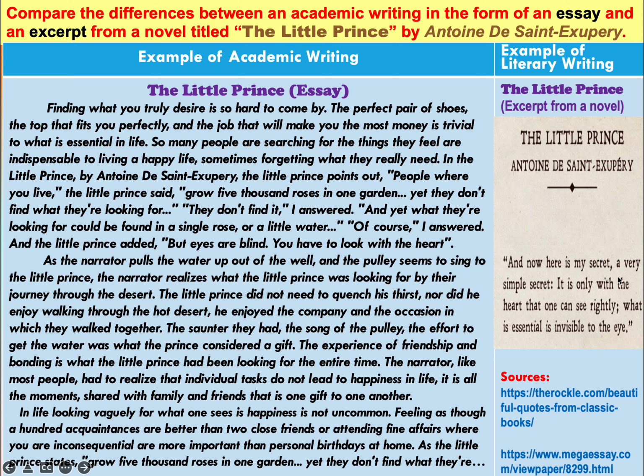And now, here is my secret. A very simple secret. It is only with the heart that one can see rightly. What is essential is invisible to the eye. Okay, so your activity is you are asked to give the difference between the two, enumerate differences or compare this example of academic writing. So it gives in here an essay, while in here we have an excerpt.